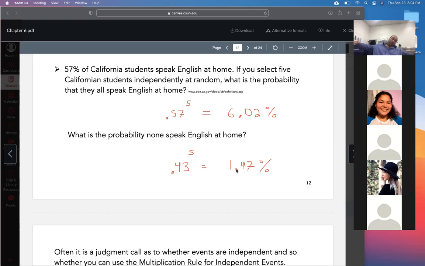But again, it's the same rule. Independent events, you look at each probability and you multiply them all together. In the first case, we want all of them to speak English. It's 0.57, 0.57, 0.57, 0.57, 0.57. None of them speak English, 0.43, 0.43, 0.43, 0.43, 0.43. If I said that 3 of them speak English, that's a whole other problem. That requires a little more sophisticated stuff than we're going to worry about. So what we're doing is just the extremes, all of them or none of them. Does that make sense so far? Everyone? Okay.